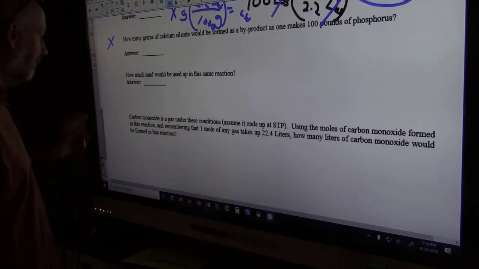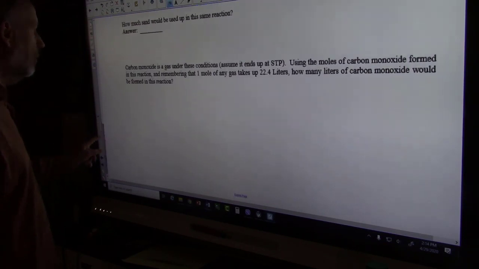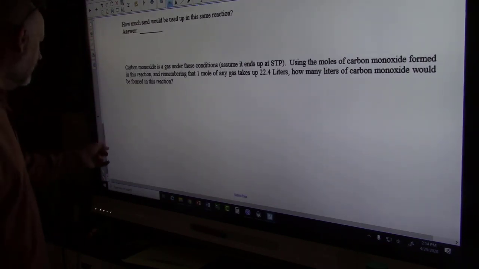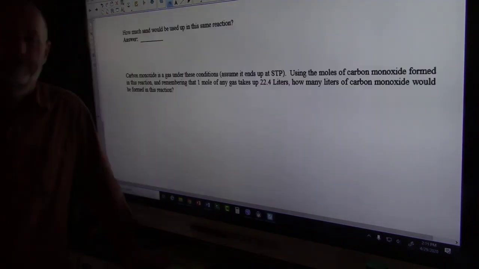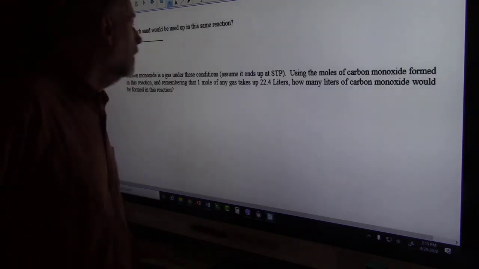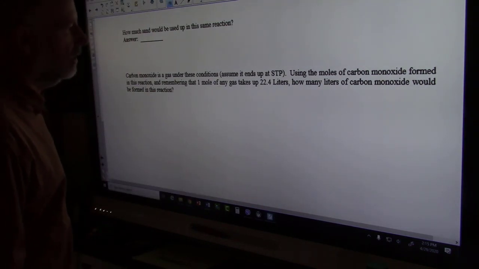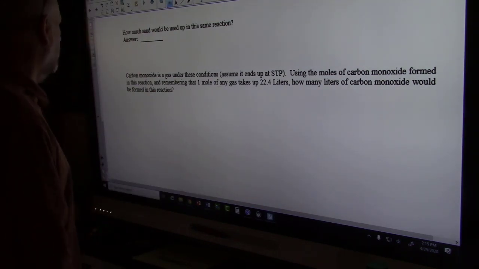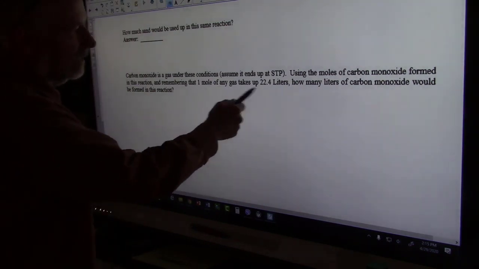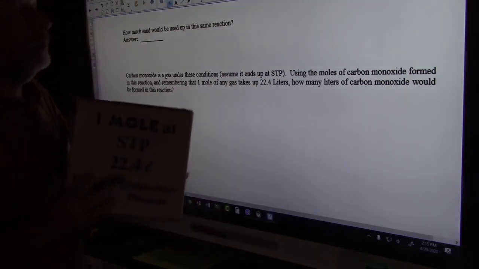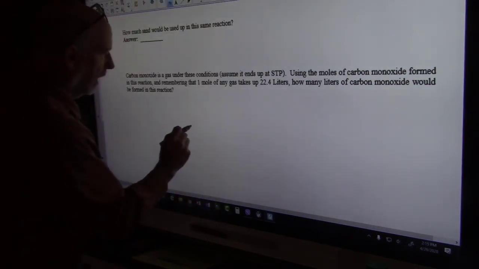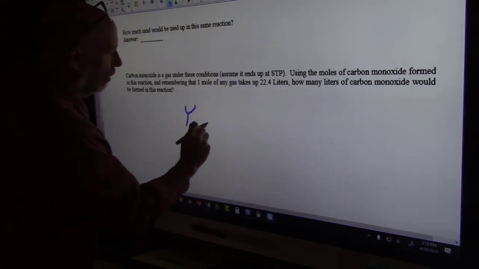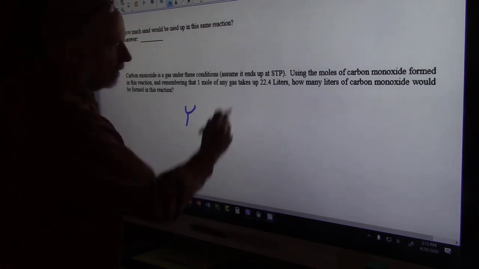Okay. So do that. Oh, there's another question. Carbon monoxide. That's CO. There it is. 10 is the coefficient. Carbon monoxide is gas under these conditions. Using the moles formed in this reaction, remember that 1 mole of any gas takes up 22.4 liters. 22.4 liters. All right. And so you'll have some number of moles of gas, I'm going to call it Y.